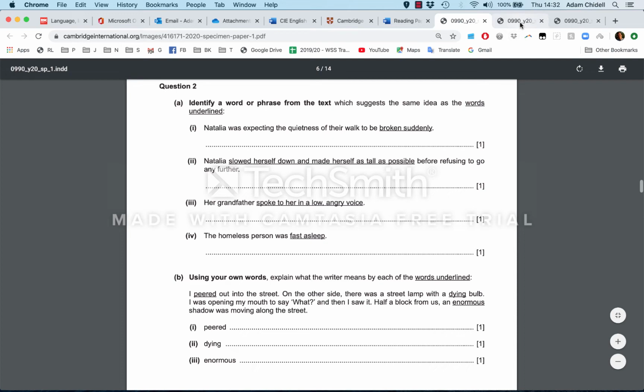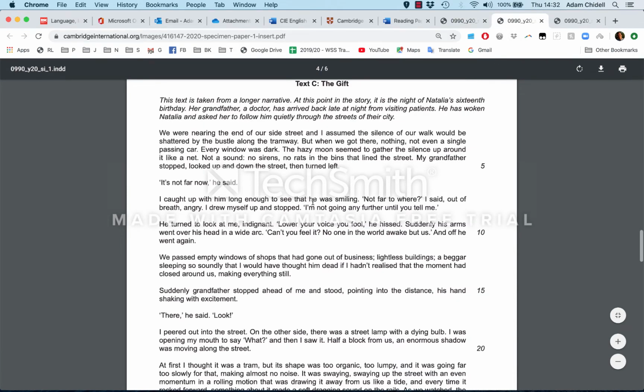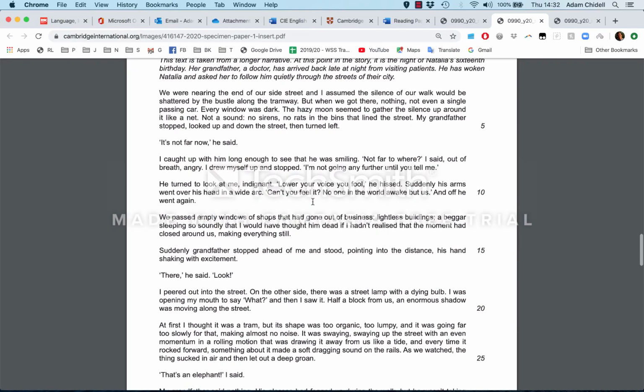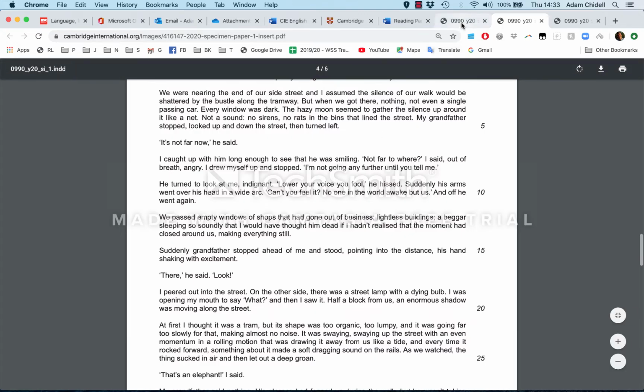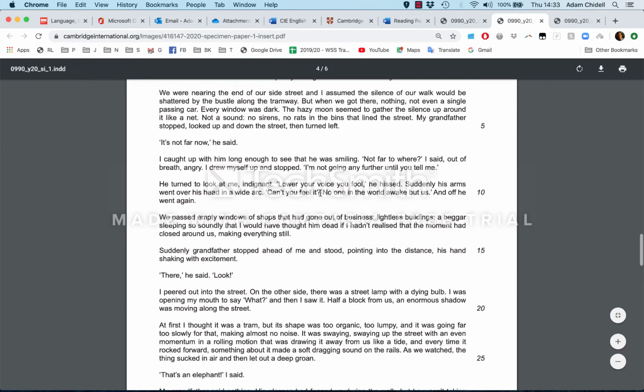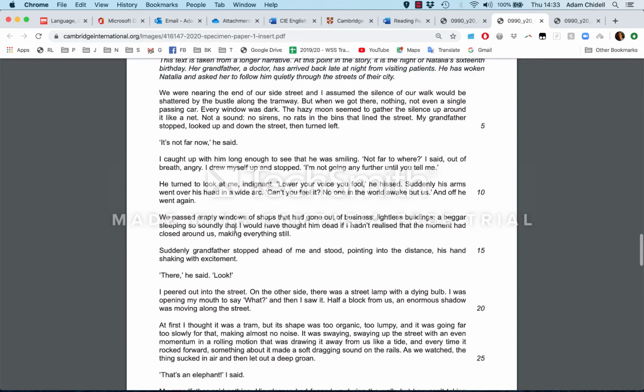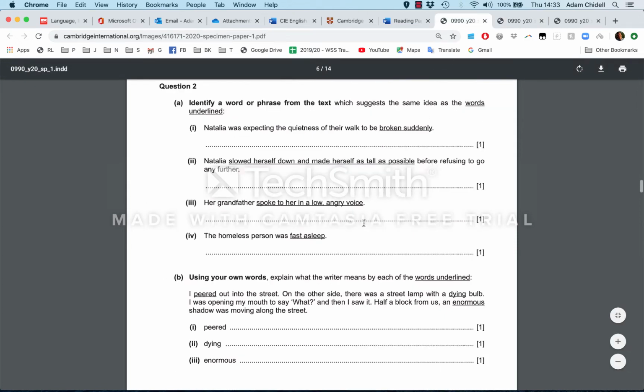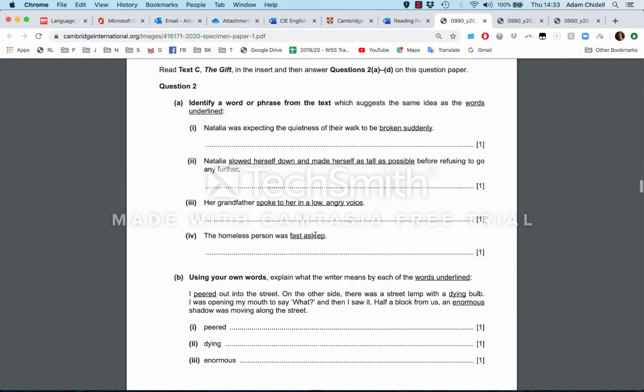Finally, the homeless person was fast asleep. Hopefully you're getting the idea now. We're looking for something to suggest that the homeless person was fast asleep, and immediately my eye was drawn to this word beggar, obviously a synonym for a homeless person: "sleeping so soundly that I would have thought him dead." The mark scheme says just "so soundly" would get you the mark. I might be tempted to say a little bit more, "sleeping so soundly that I would have thought him dead", because I think that captures the fast asleep bit. But either way, if you put in "so soundly", you would get the mark.